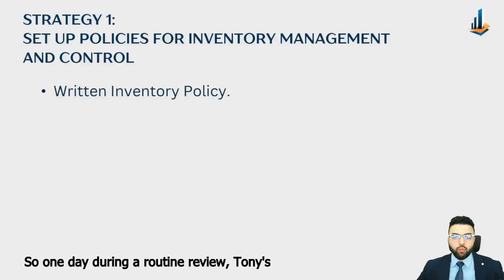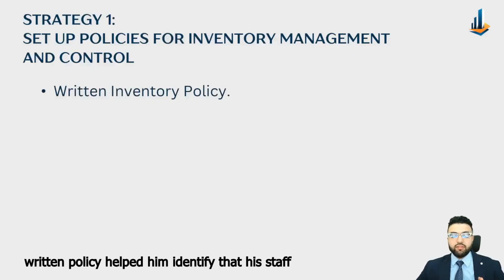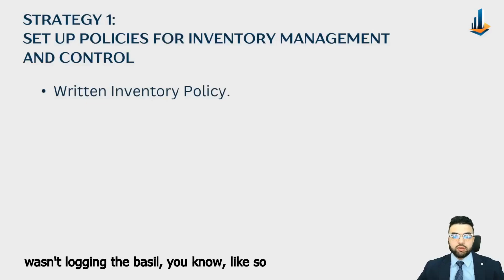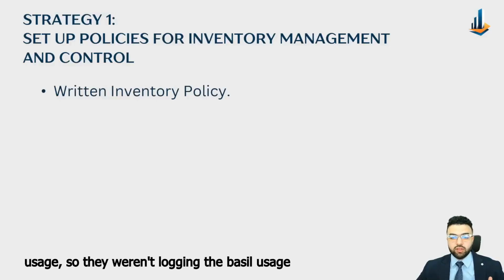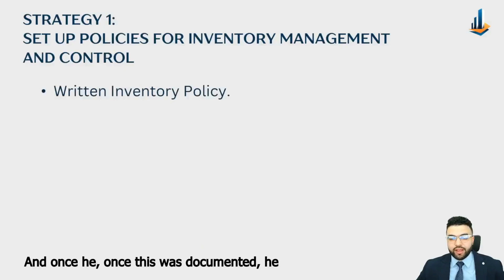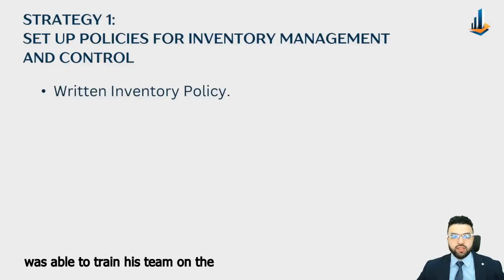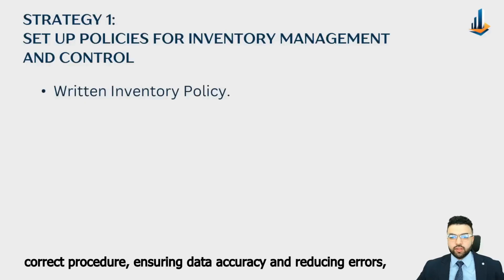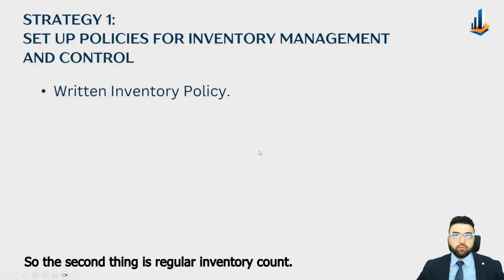One day during a routine review, Tony's written policy helped him identify that his staff weren't logging the basil usage consistently during peak hours. Once this was documented, he was able to train his team on the correct procedure, ensuring data accuracy and reducing errors, of course. So the second thing is the regular inventory count.